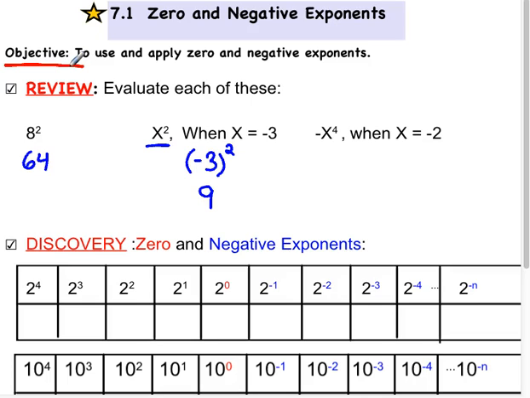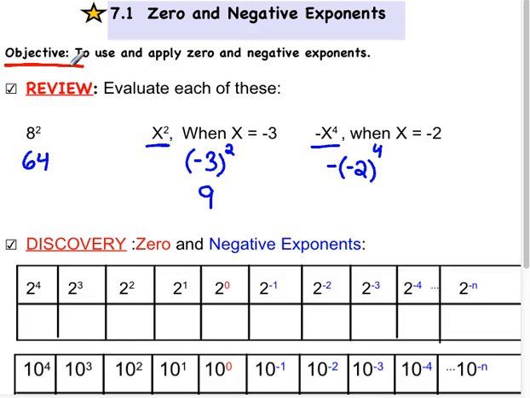Well, what about this negative x to the 4? Let's take a look at that. So we have the negative up front, and then negative 2 to the 4th power. Okay, now notice what I'm doing. When I'm substituting a number in, I'm putting parentheses around that number. That's going to be pretty important all through this course and a good habit to get into. Whenever you're substituting a number in for a variable, put parentheses around it.